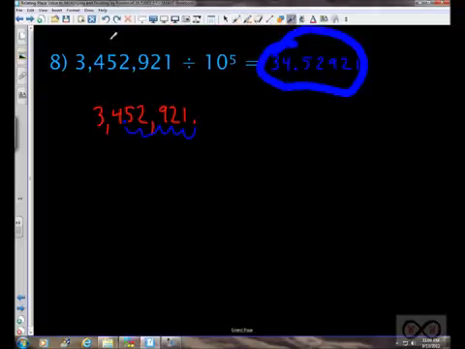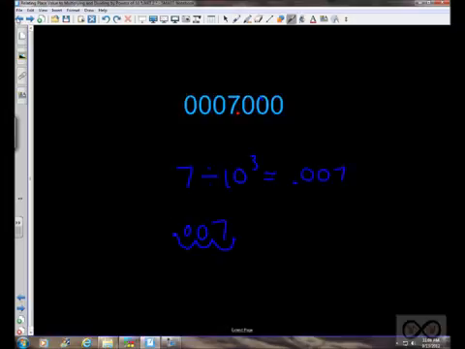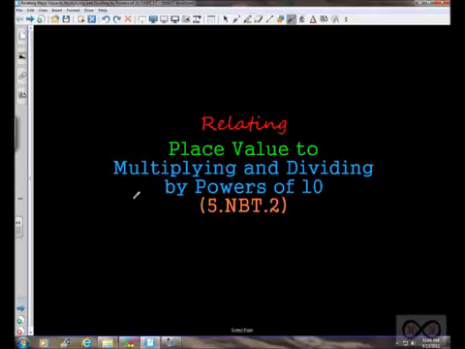So there we had it. We looked at relating place value to multiplying and dividing by powers of 10.